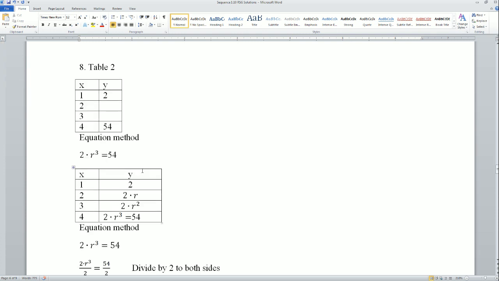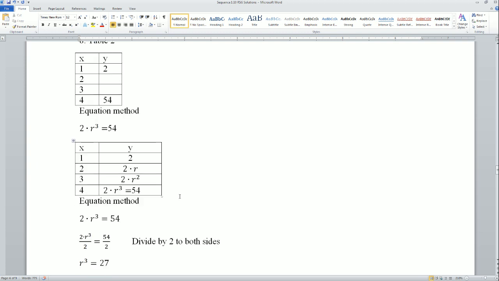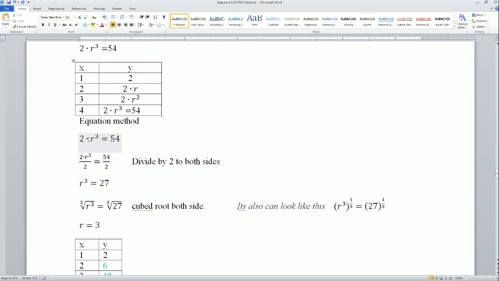8. Again, I'm going to be using the equation method. The first term is 2. The second one is 2 times r. The third is 2 times r squared. The fourth is 2 times r cubed, which is equal to 54. So here I set up my equation: 2 times r cubed is equal to 54. Divide by 2 on both sides because I am trying to get the variable alone. That gets me r cubed is equal to 27.